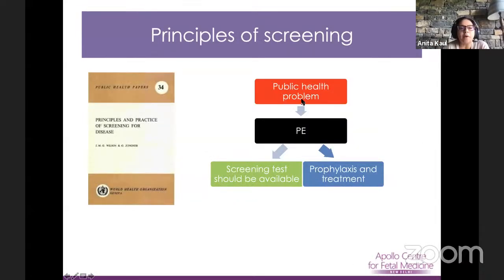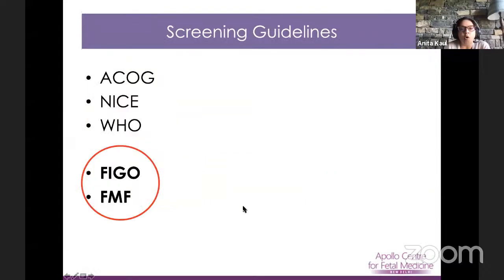So you remember from our principles of screening that if you have a public health problem, which for us is preeclampsia, there should be a screening test available and there should be treatment available. So this is what I'm going to talk about, and you all know how important aspirin is. So all societies, because every society thinks that it is a responsibility, issue guidelines for screening for preeclampsia.